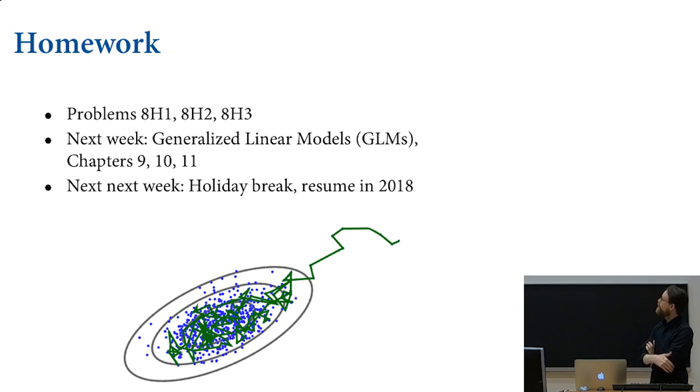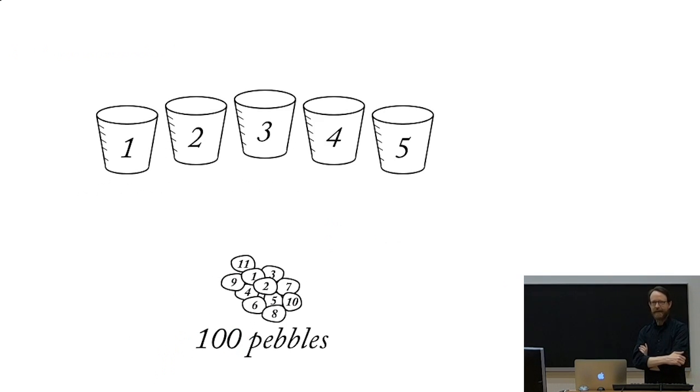Next week, we're going to work on generalized linear models. This is chapters 9, 10, and 11. And then next week, we're going to start holiday break. Okay, it's Christmas season, and people will be fleeing. And then we'll resume in the new year and we'll finish the book. Okay?